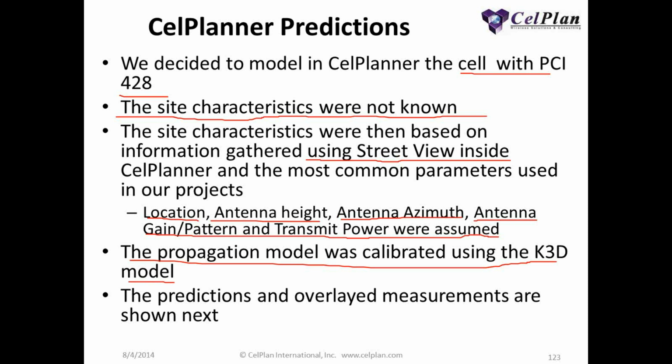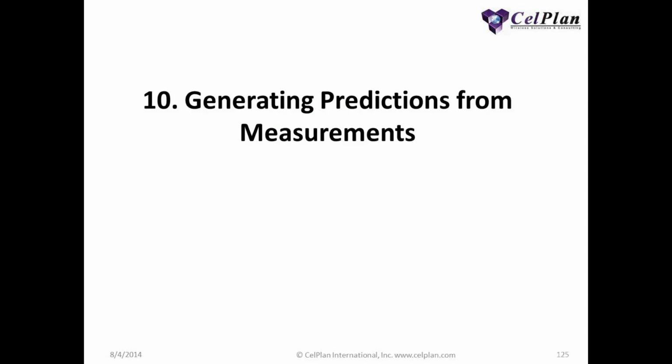And now we show the overlaid measurements over the prediction. You nearly cannot see the measurements because they coincide with the prediction. There is a small difference here, but the measurements disappeared because the prediction and the measurement are very, very similar.